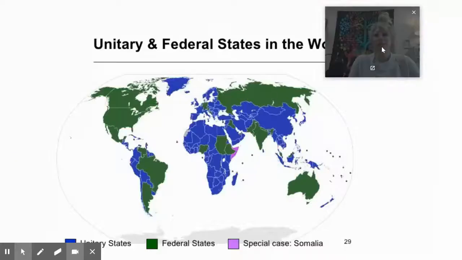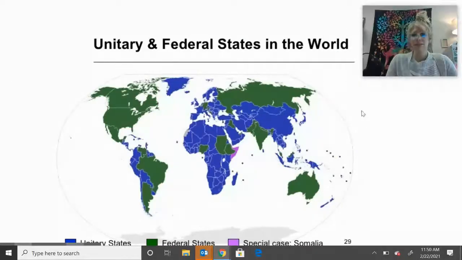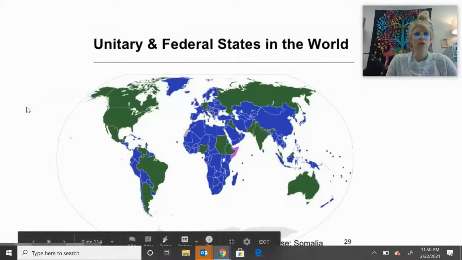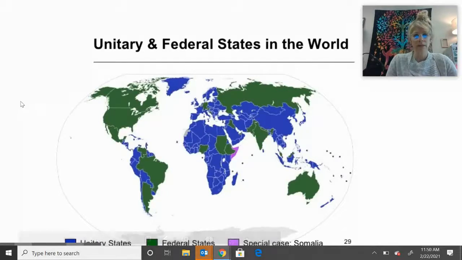Okay, so I threw this map in here. I forgot about this. This gives you an idea, and we'll look at this more in class, of countries across the world that are unitary and federal. And you can see right there in the blue are all the unitary states. And wow, where do those exist? Those are like China's one.